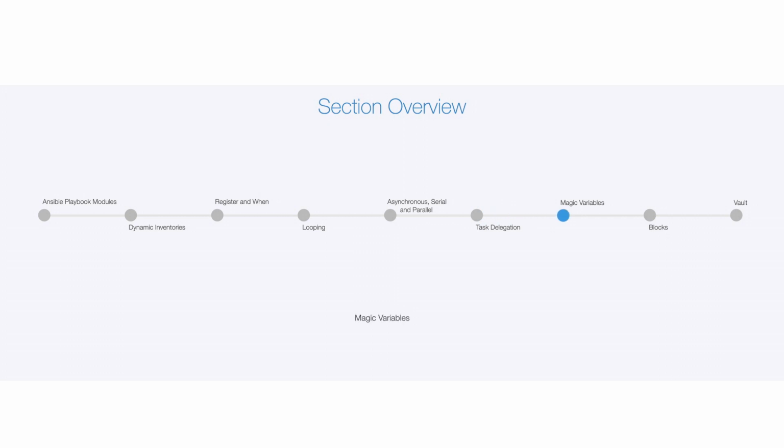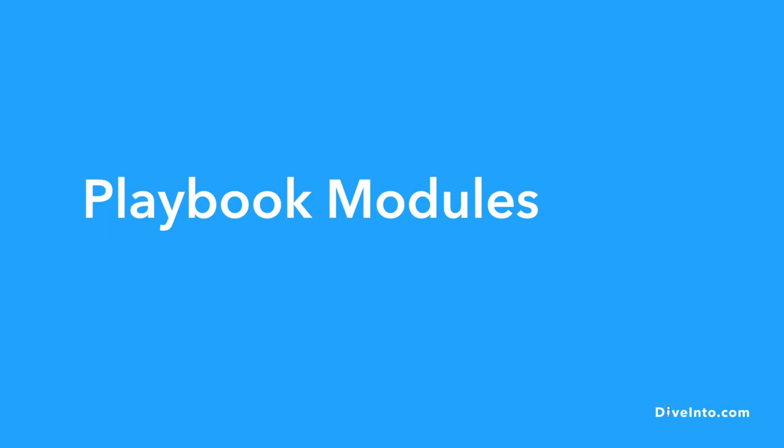Ansible magic variables, a special set of variables that can be beneficial. Blocks, which allow us to structure tasks in a block with optional recovery approaches. And the Ansible Vault for securing information. Let's get started with Playbook Modules.